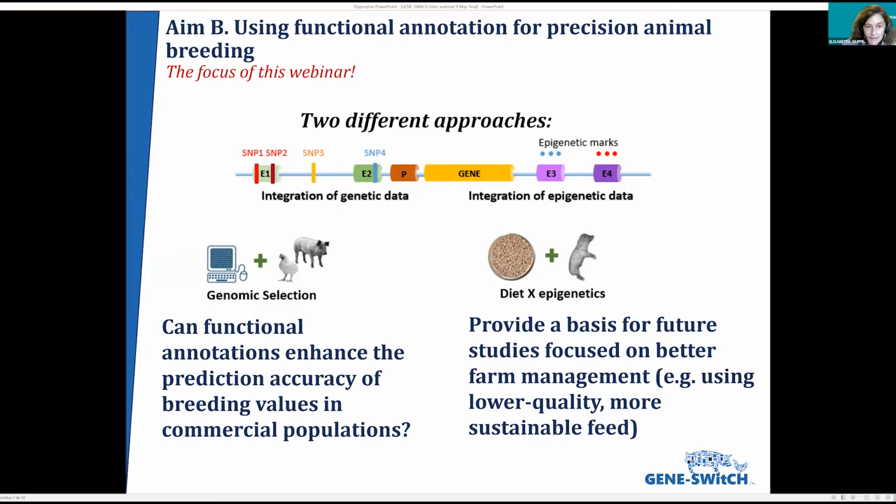On the left side, the integration of genetic data, the question is, can functional annotations enhance the prediction accuracy of breeding values in commercial populations? And for the right side, we want to provide the basis for future studies focused on better farm management, for example, using lower quality and more sustainable feed.